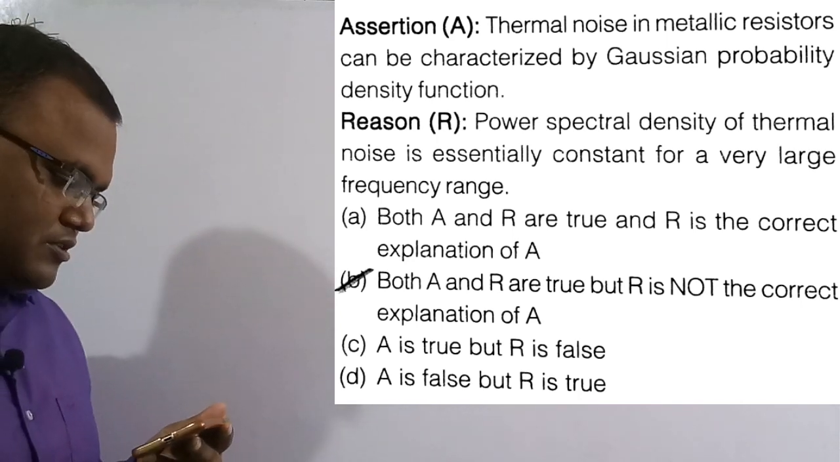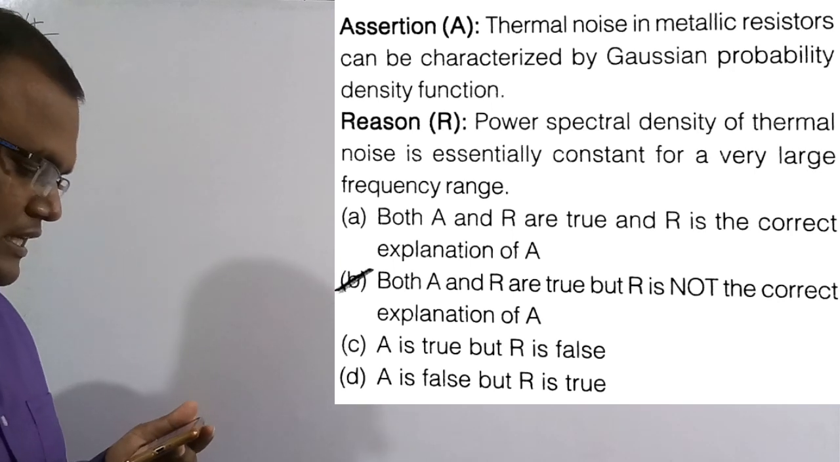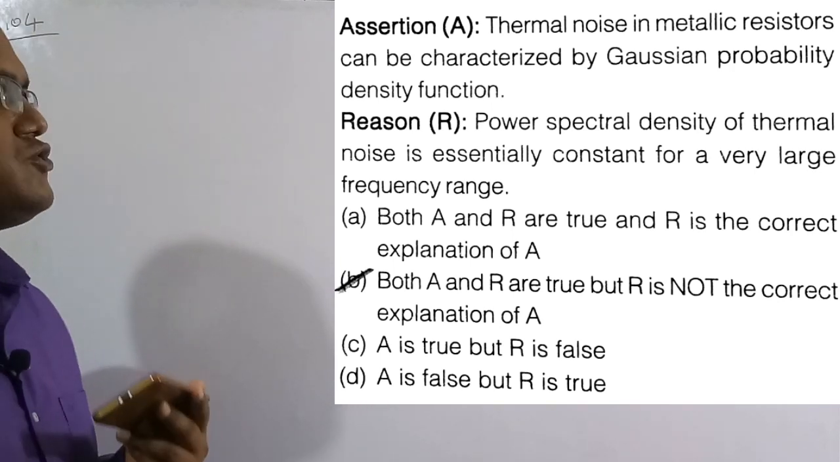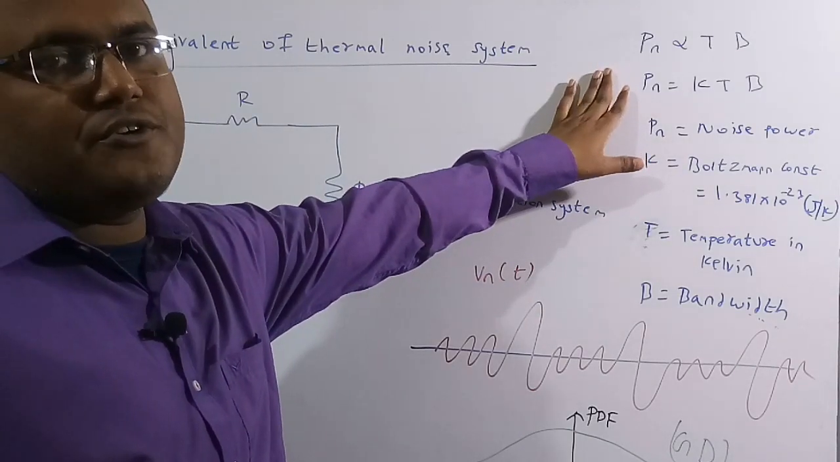Out of the four options, option B: both assertion and reason are individually true, but reason is not the correct explanation of the assertion. So let's discuss why it is like that. First we will discuss how the noise is going to produce some power.